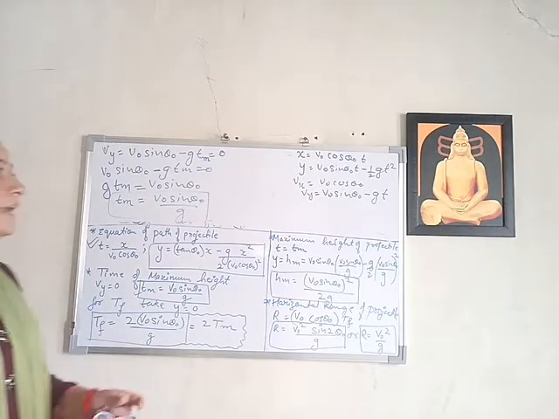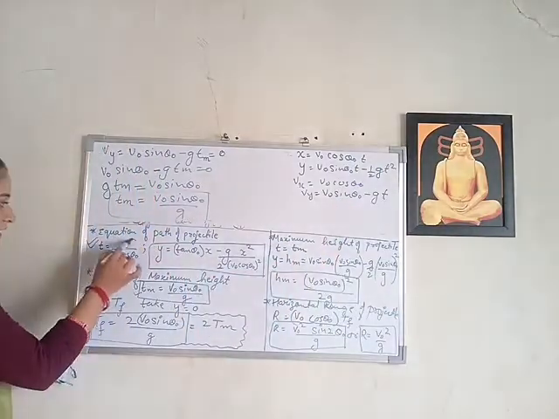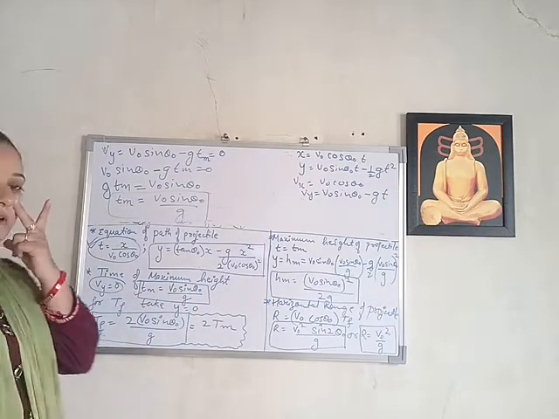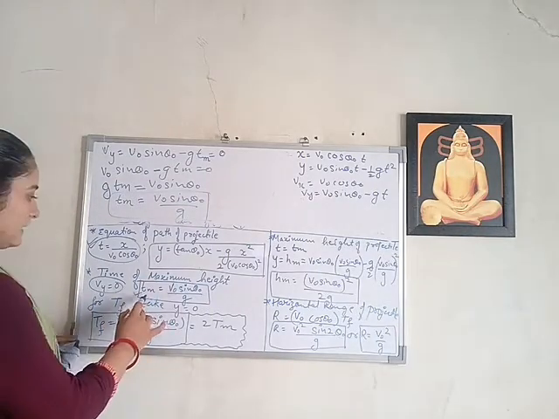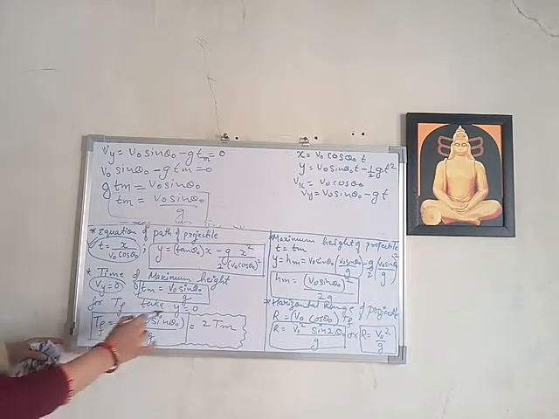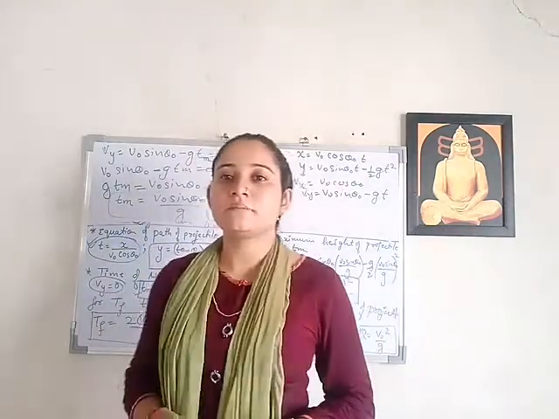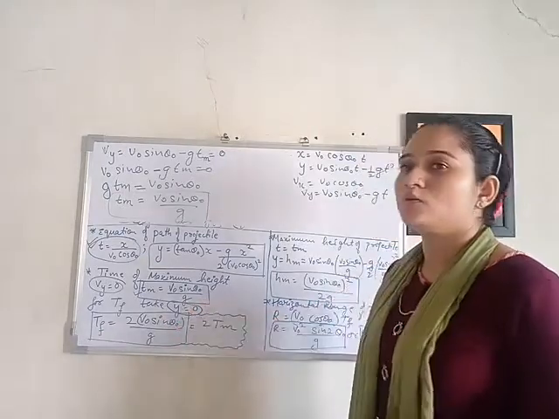So for time of maximum height you have to put Vy equal to 0. These all terms you need to understand. For time of maximum height, not time of flight, sorry, that is tm equal to V0 sin theta 0 by G. Now, for time of flight, take y equal to 0. Time of flight is for how much time the object remains in the air. So for this you have to take y equal to 0.